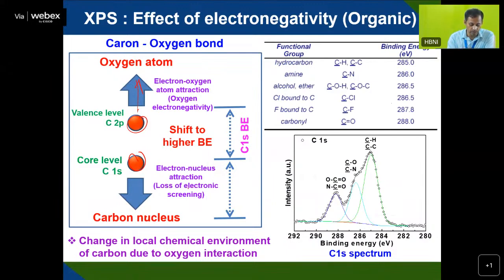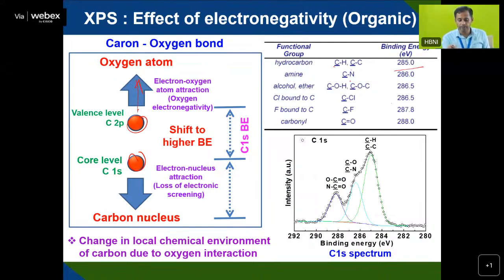So electron-nucleus attraction, loss of electronic screening of that carbon. There is a change in the local chemical environment of a carbon due to oxygen interaction, how the local environment of the carbon is changing. Those are the characteristics you can see. You can see the hydrocarbon here, carbon is at 285.